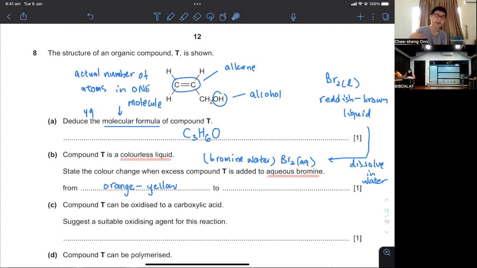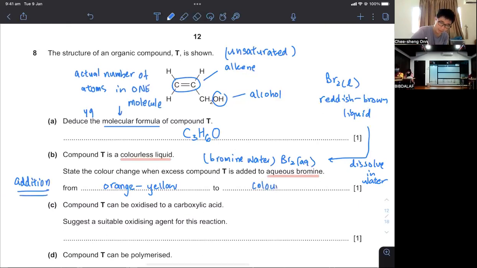Alkane is saturated. Alkanes undergo substitution. That was what we talked about earlier, UV light. This is alkene. Alkene is unsaturated. Unsaturated means it's not yet completely full with carbon bonds, because I can still add onto the double bond. Therefore, alkene can undergo addition reaction. And this one will become colorless.